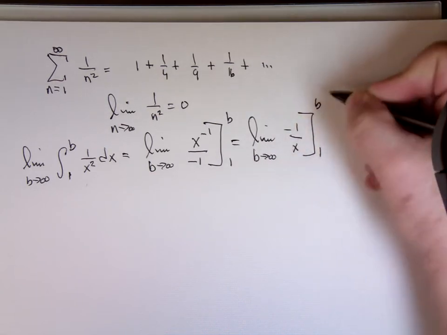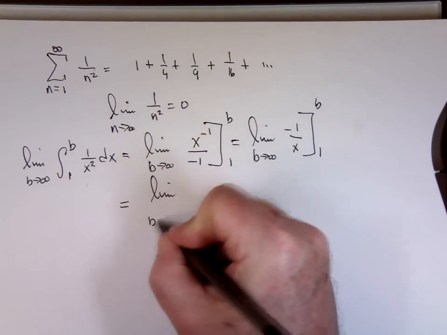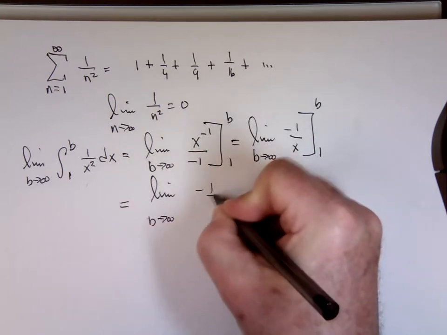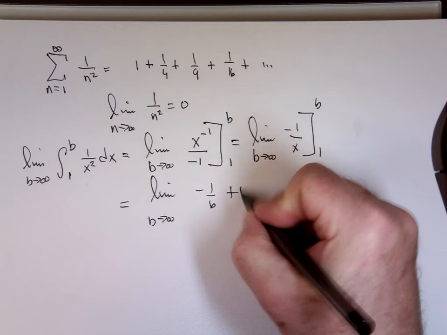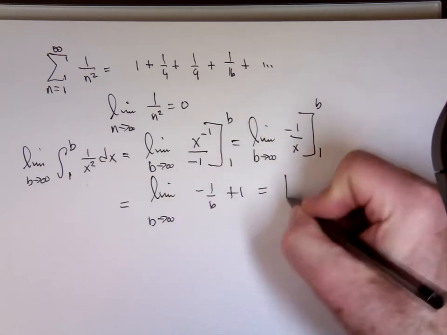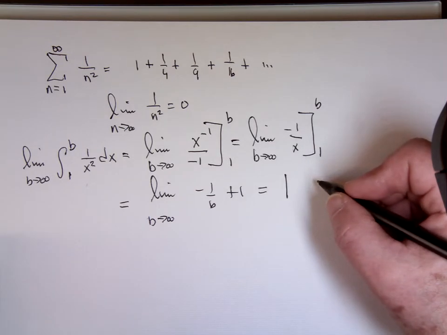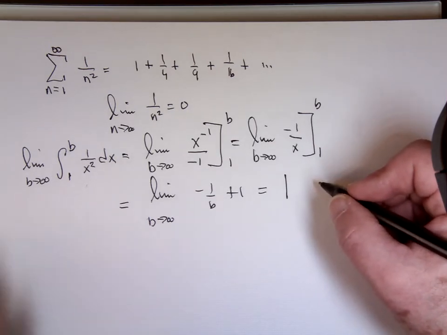Substitute in b. Minus minus plus 1. As b goes to infinity, this is going to go to 0. That's equal to 1. Therefore, the integral converges, and consequently, the series converges as well.